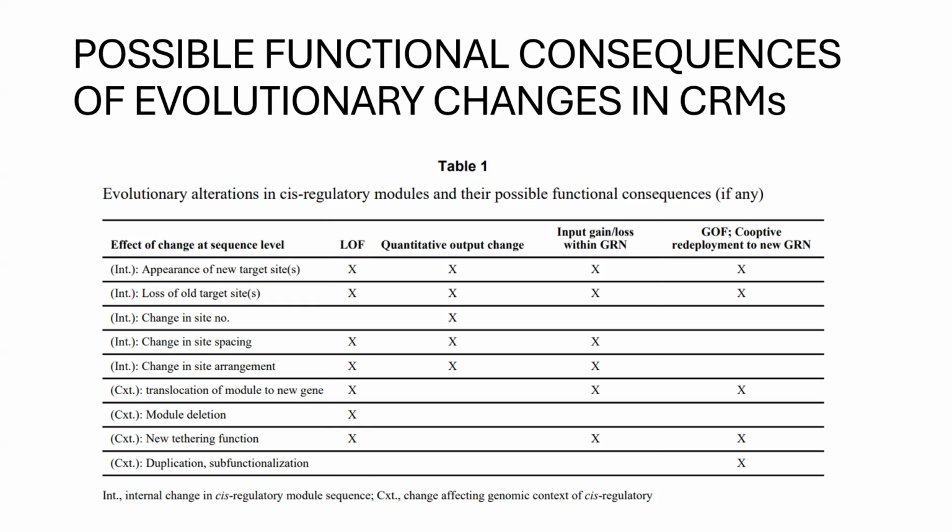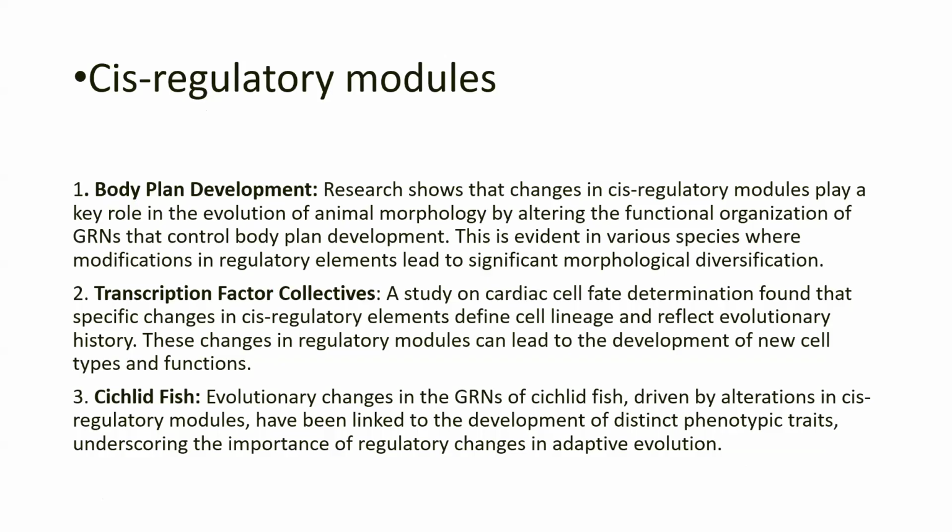And their claim is that these cis-regulatory module evolutionary alterations can either do all four or are restricted. So changes in the site number change the quantitative output only. See that? All right. So people have done a lot of thinking about the evolutionary consequences and the constraints on the different types of variation.